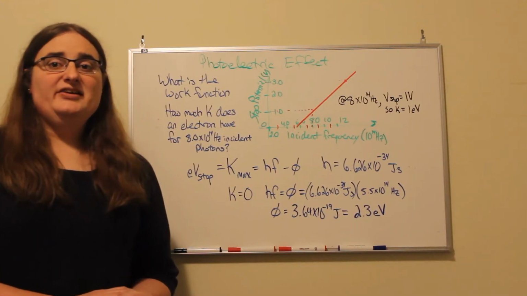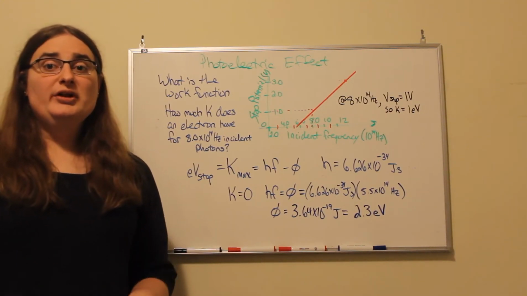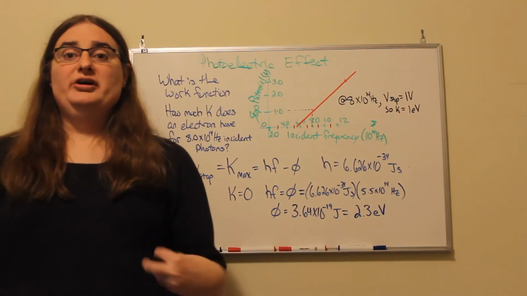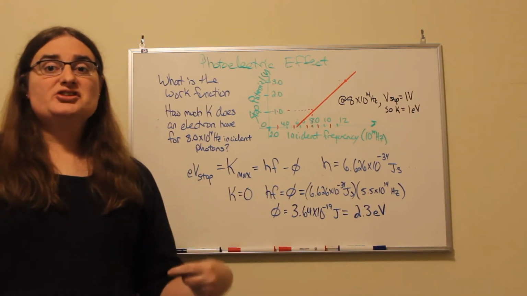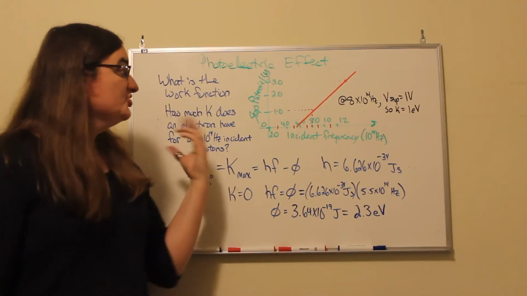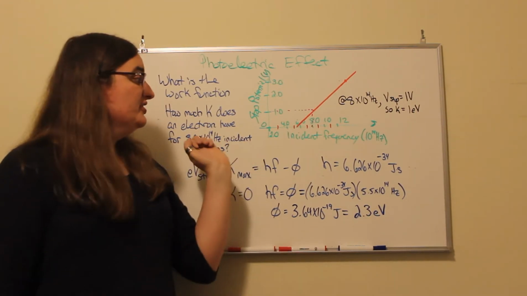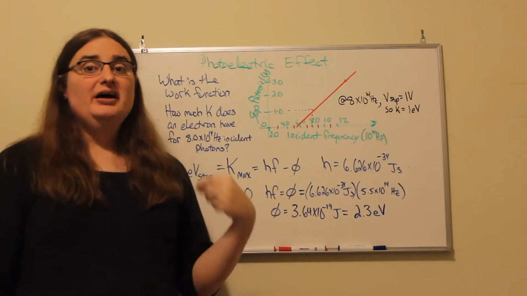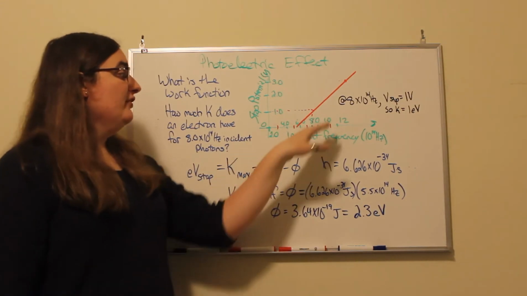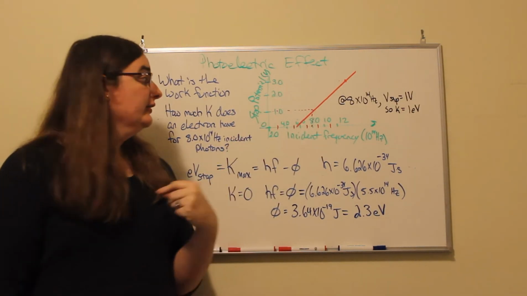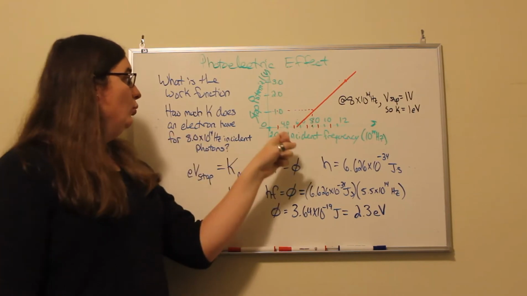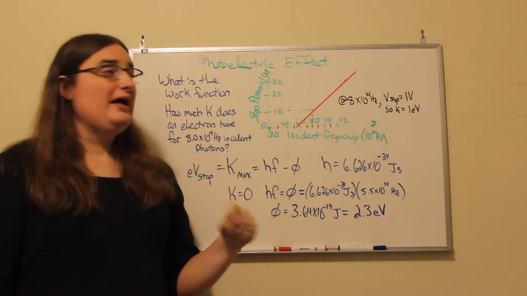Hi, I want to take a look at the photoelectric effect and work an example of this with some metal. So say for some metal, we measure the stopping potential as a function of incident frequency of light, and we generate the following results here. So what's the work function of this metal?